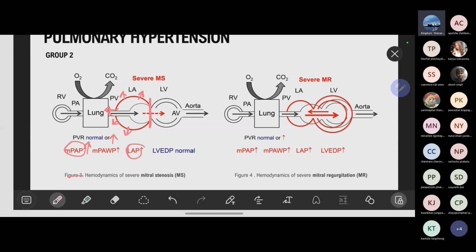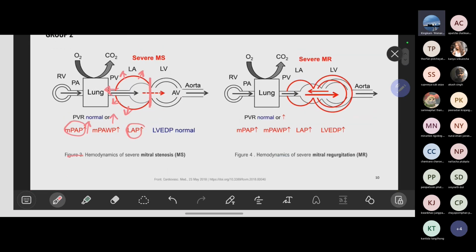In patients with mitral stenosis, TR, tricuspid regurgitation, is usually present because of RV dilatation and RA dilatation, which are a consequence of pulmonary hypertension. So patients with mitral stenosis may have isolated pre-capillary pulmonary hypertension or combined pre- and post-capillary pulmonary hypertension.